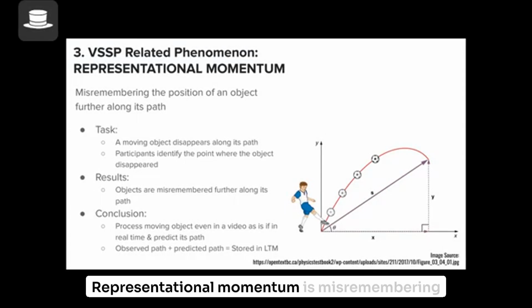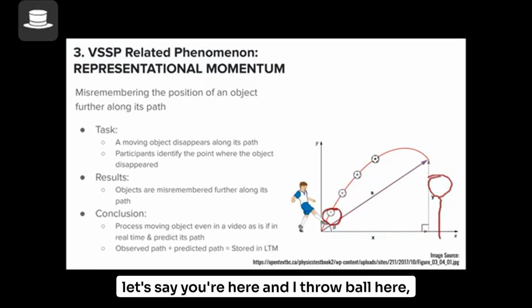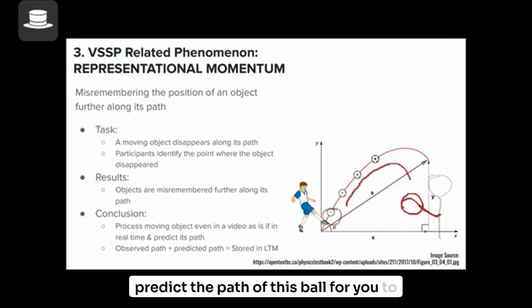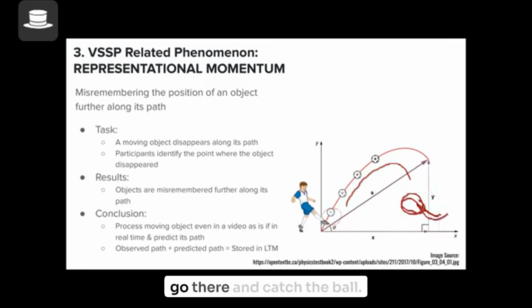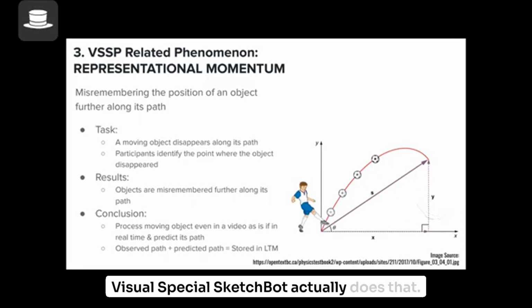Representational momentum is misremembering the position of an object farther along its path. Now imagine I throw a ball at you, and let's say you're here and I throw a ball from here. Now you need to be able to predict the path of this ball for you to locate where it's going to fall so you can go there and catch the ball. But you don't need to do that when you're watching a video of somebody throwing a ball. Visual Spatial Sketchpad actually does that. It imagines that you are in the scene that is depicted in the video and prepares you to react and interact with the objects so that you keep track of the object although you're not required to.